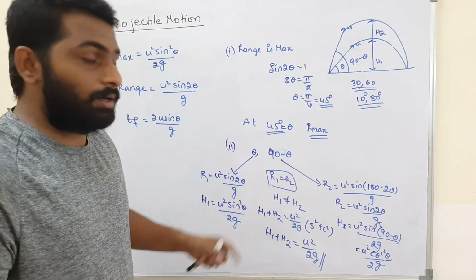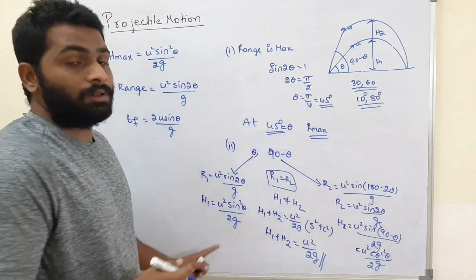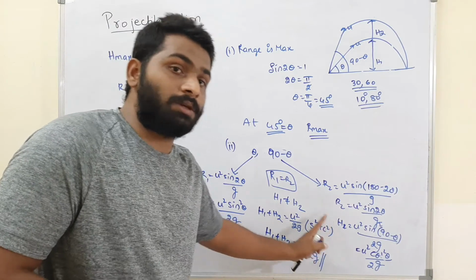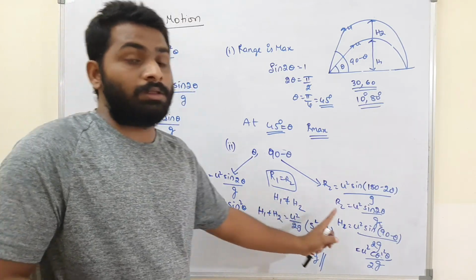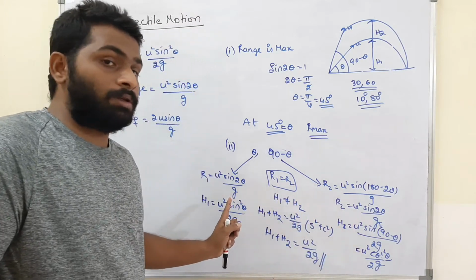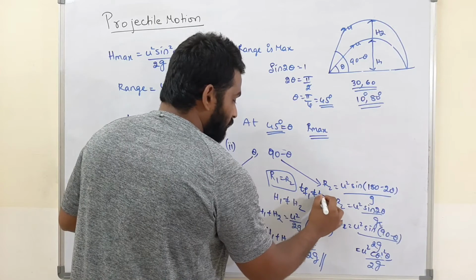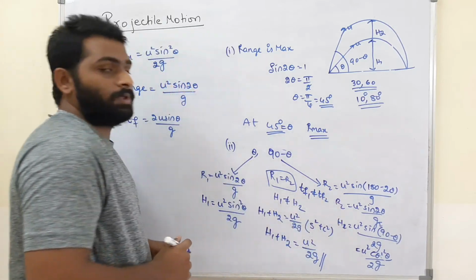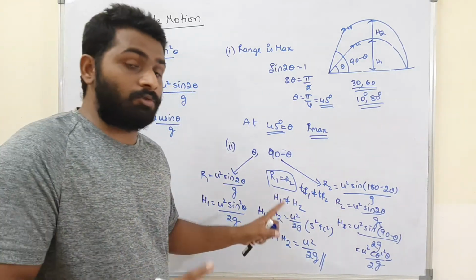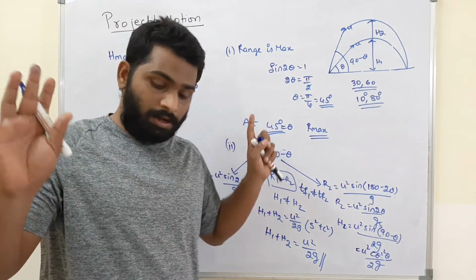Now what about the time of flight? Even the time of flight won't be the same. That means the time of flight in one case is not equal to the time of flight in the second case. Time of flight won't be the same, height won't be the same. Only the range will be the same when I project a body with an angle theta and 90 minus theta. I think it is clear.